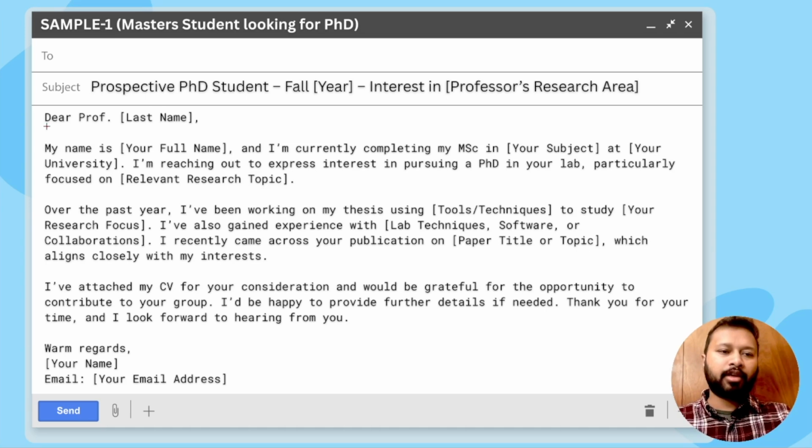You can start like, dear professor, last name of that professor, my name is this, I am currently completing my MSc in this at this university. I am reaching out to express interest in pursuing a PhD in your lab, particularly focused on the relevant research topic. Then you can say, over the past few years, I have been working on my thesis using these tools, or to study your area, whatever your research area is, and I have also gained experience in these techniques. I recently came across your publication on this particular title, which aligns closely with my interest.